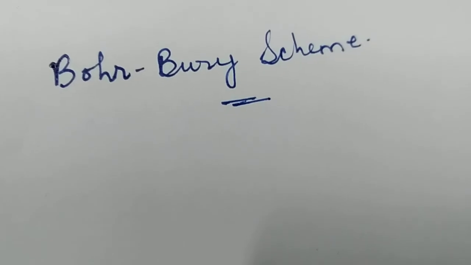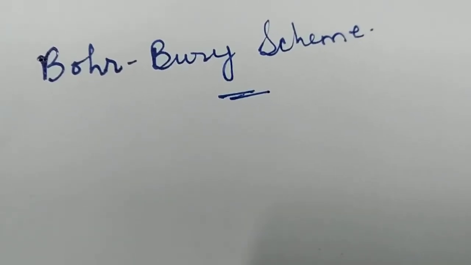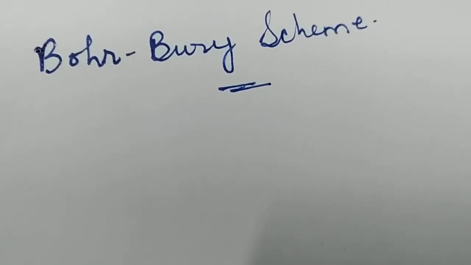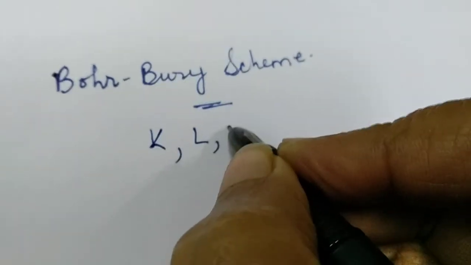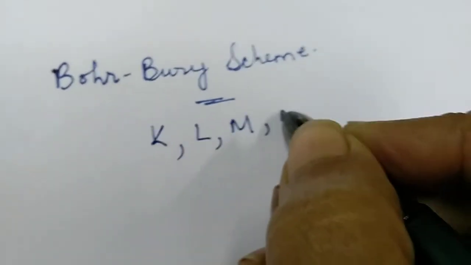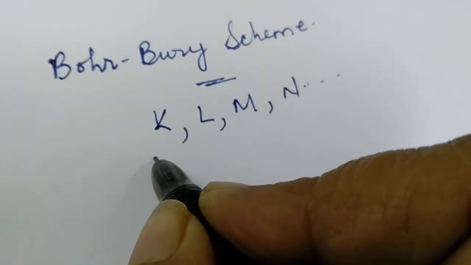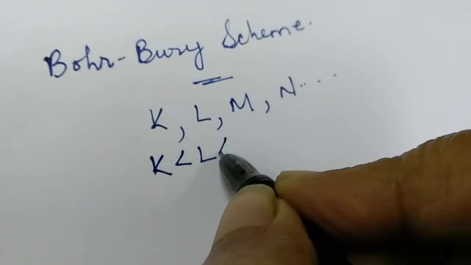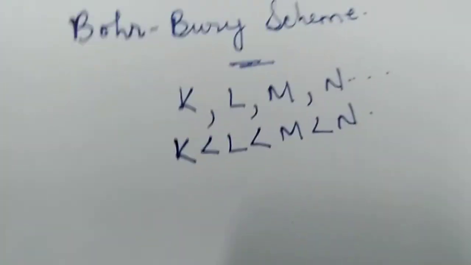So, the rules of the Bohr-Bury scheme of electronic configuration are as follows. The amount of energy in the various levels increases as we go further away from the nucleus. The shells are marked as K, L, M, N, like that. The energy level of K is less than L, is less than M, is less than N, always.